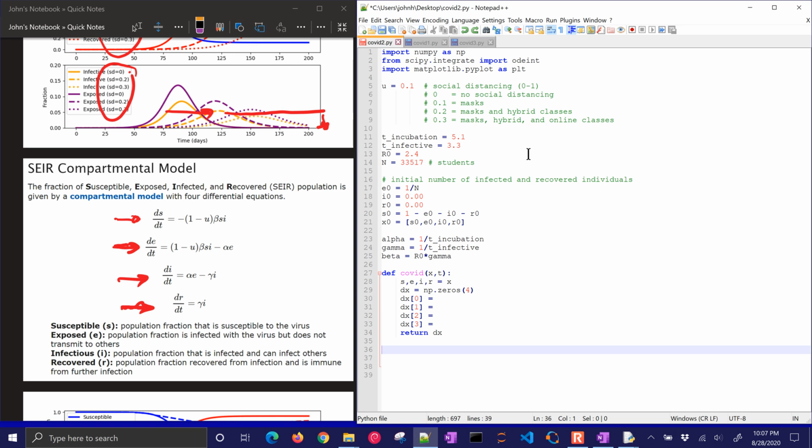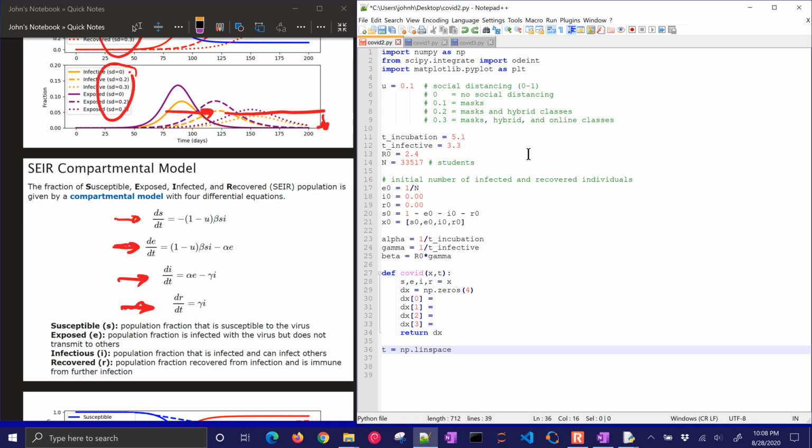I want to explain the rest of it, and then the challenge for you is going to be to put in the right-hand side of those differential equations and then solve it. So I'll give you the start of this, everything except those equations, and also you'll need to change the U value to different social distancing measures to see the effect on the outcome.